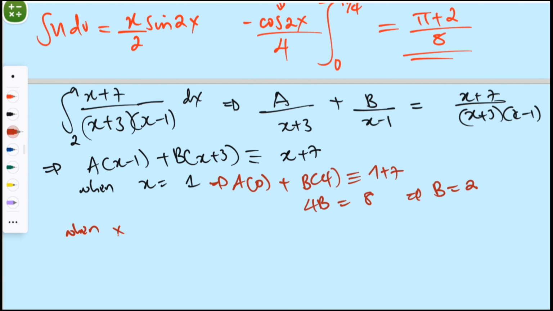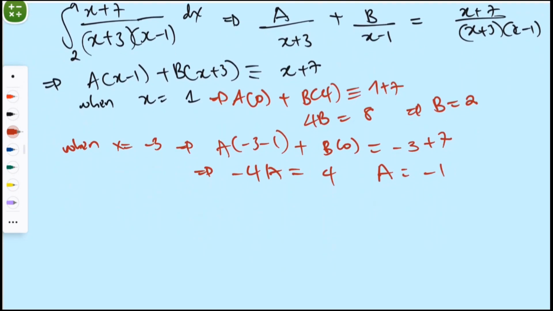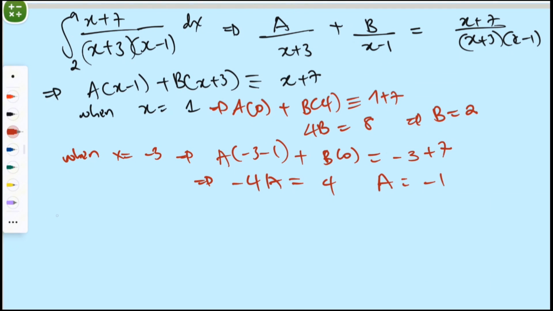When x is again equal to negative 3, so that I can eliminate the b, this would imply a times (negative 3 minus 1) plus b times 0 equals negative 3 plus 7. This would be negative 4a equals positive 4, so a equals minus 1. So now we can separate our function into a set of partial functions.